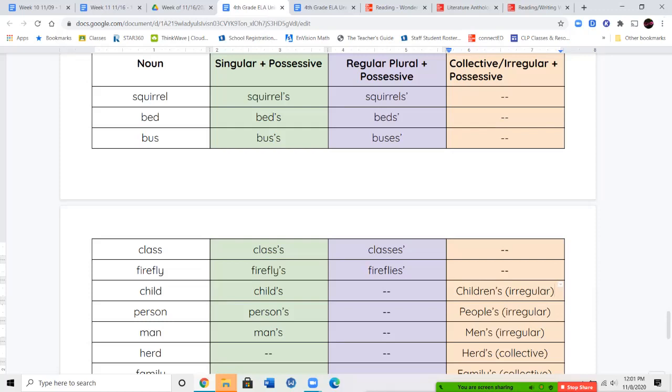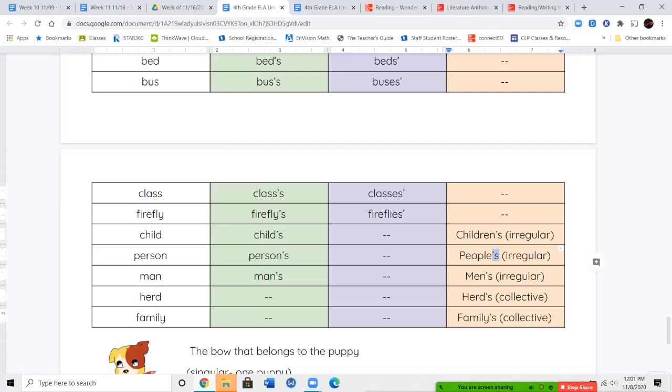So person, when we're talking about something that belongs to that one person, I can say the person's umbrella, the umbrella that belongs to that one person, or I'll say the people's umbrellas. And I know I'm talking about the irregular plural form of this word, and I've made it possessive by adding that apostrophe S. Same thing for the word man. So the man's shoes or the men's shoes, when I'm talking about the irregular plural form and a possessive form of that irregular plural. So the irregular plural possessive for man is men's.